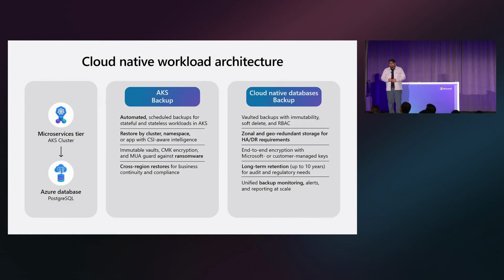On your screen, you will be seeing a two-tier architecture where the application tier, or the microservices tier, is an AKS cluster, followed by the Azure databases, which could be a PostgreSQL server. At the application layer, Kubernetes environments evolve quickly. Services scale, pods restart, and the workloads keep shifting across nodes. Backup needs to keep pace with that dynamism.